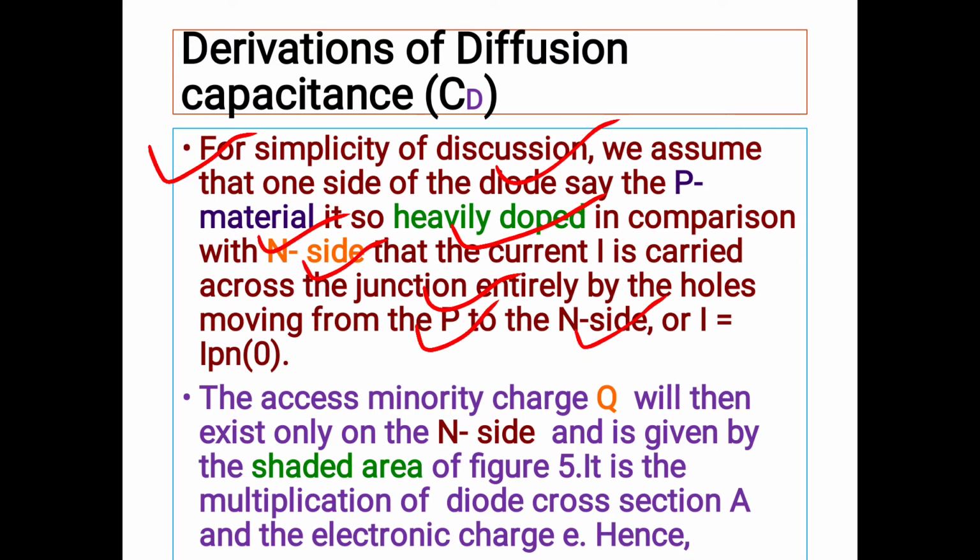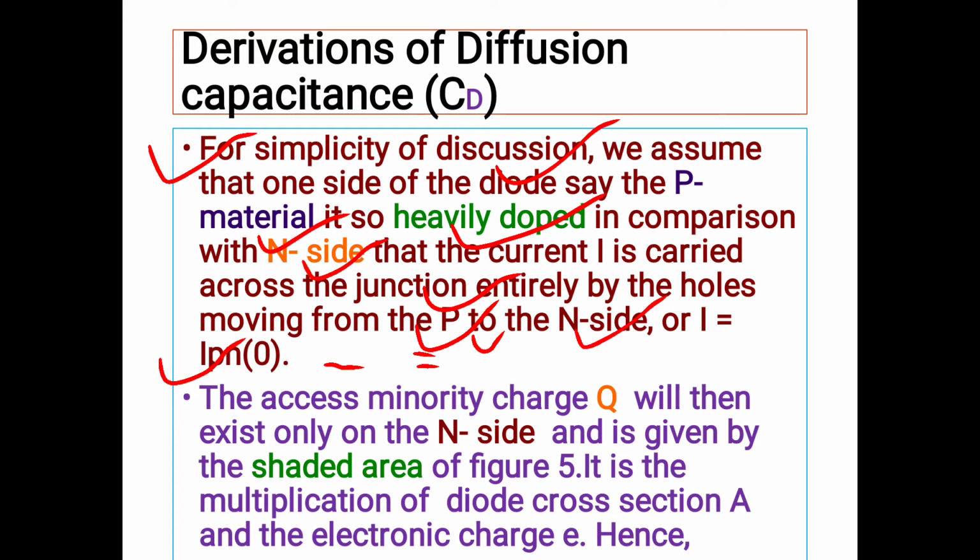So it means that the total current crossing the junction will be equal to the current due to the holes, which are the minority charge carriers in the N side. So the total current I is equal to IPN of 0, where IPN of 0 is the hole current in the N side at displacement x equals 0.